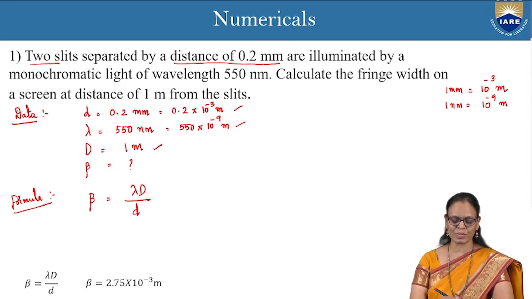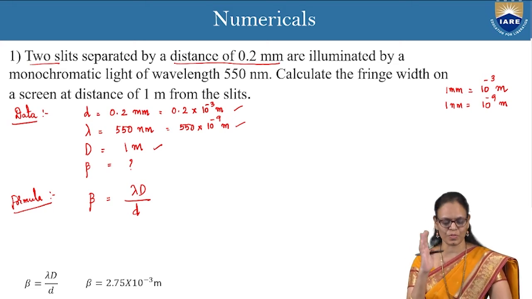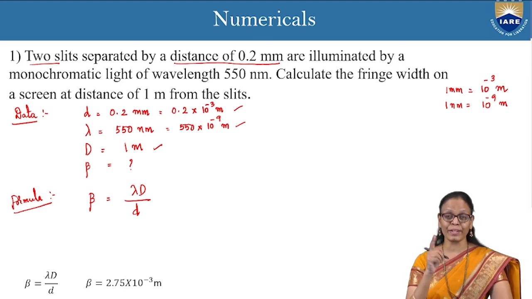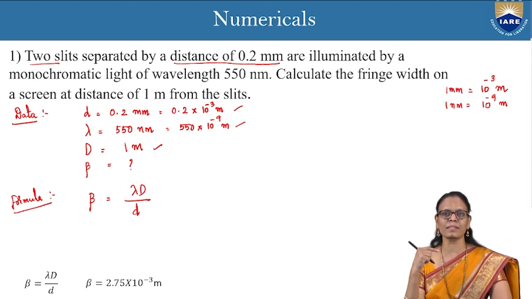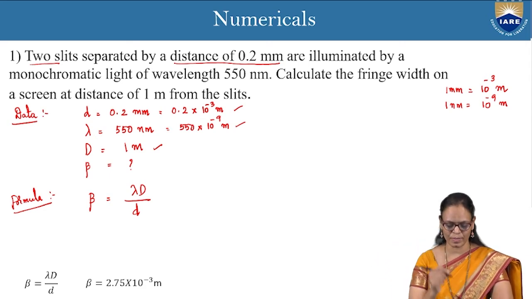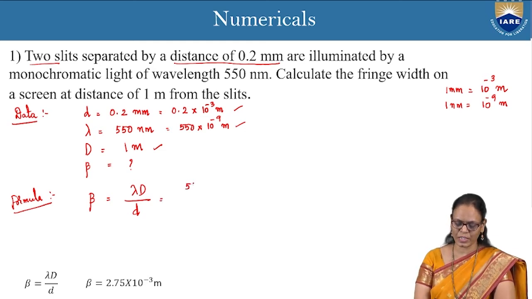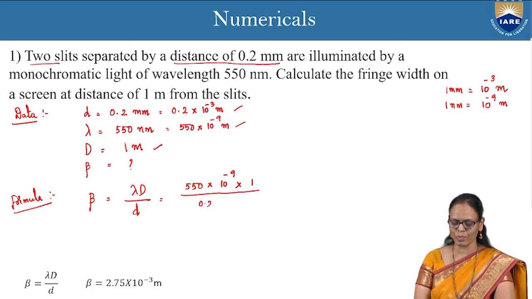Now the next step is to substitute. We always do the numerical in 4 steps. First is identify the data given, what is given, what we have to find, and use the appropriate formula. Then substitute, simplify, get the answer and express it along with the units. So when we substitute, for lambda, 550 into 10 power minus 9, into capital D which is 1 meter, divided by small d which is 0.2 into 10 power minus 3.